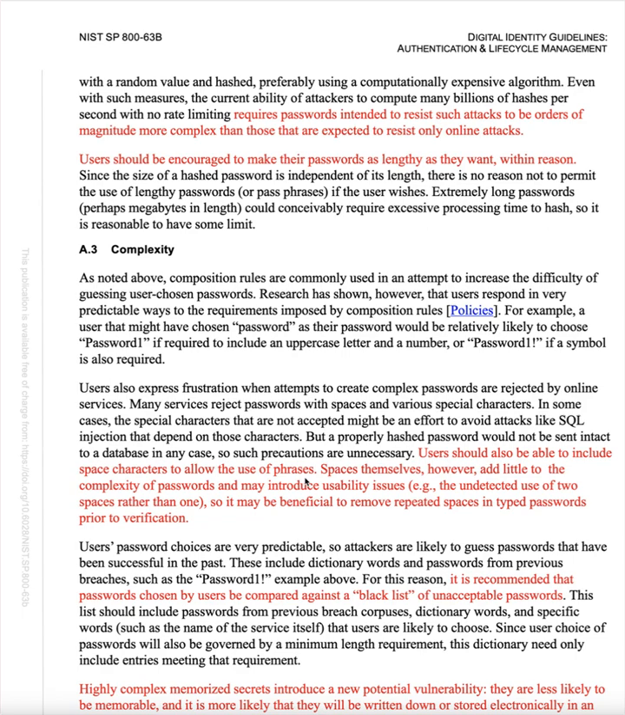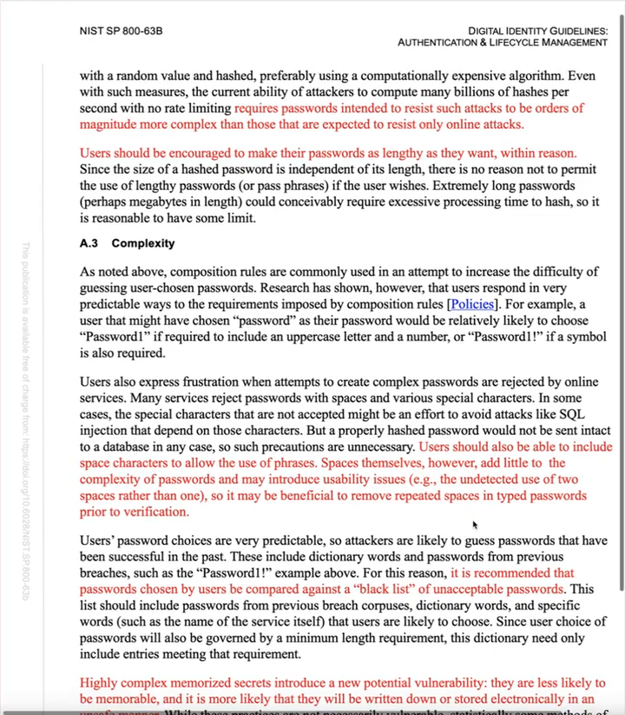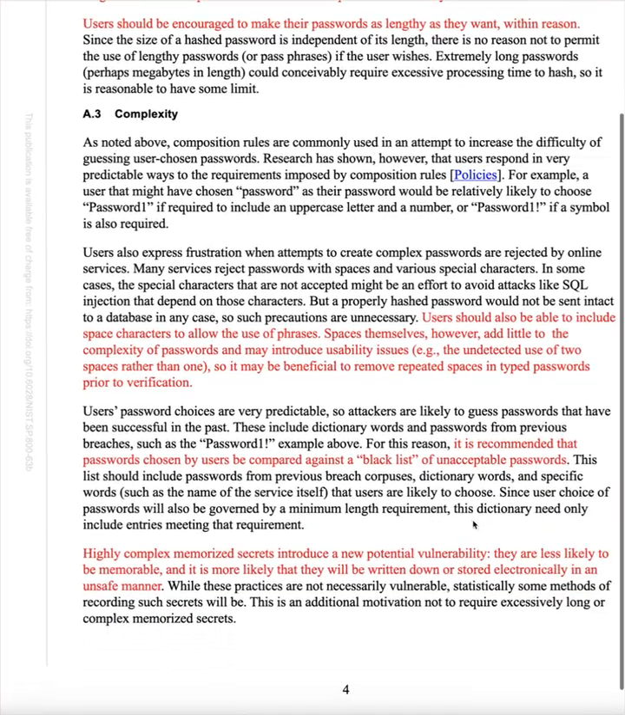It's basically a measure to help remember the passwords. Spaces themselves, however, add little to no value to the complexity of a password and may introduce usability issues. The undetected use of two spaces rather than one is one issue, so it may be beneficial to remove repeated spaces in the typed passwords prior to the verification.